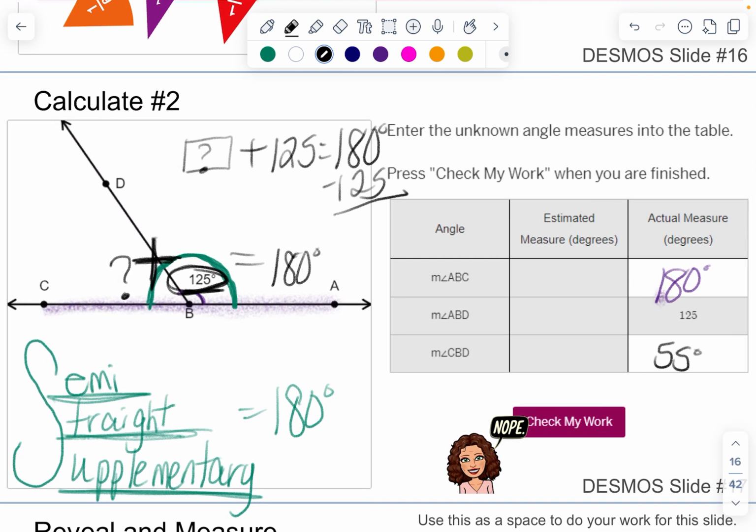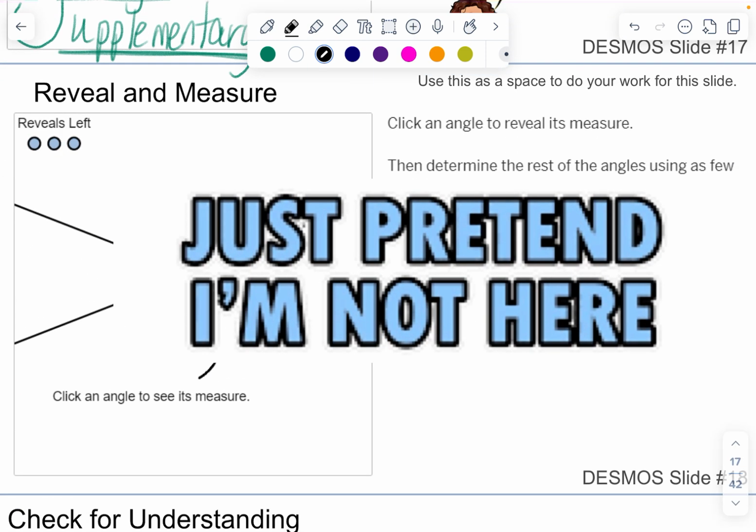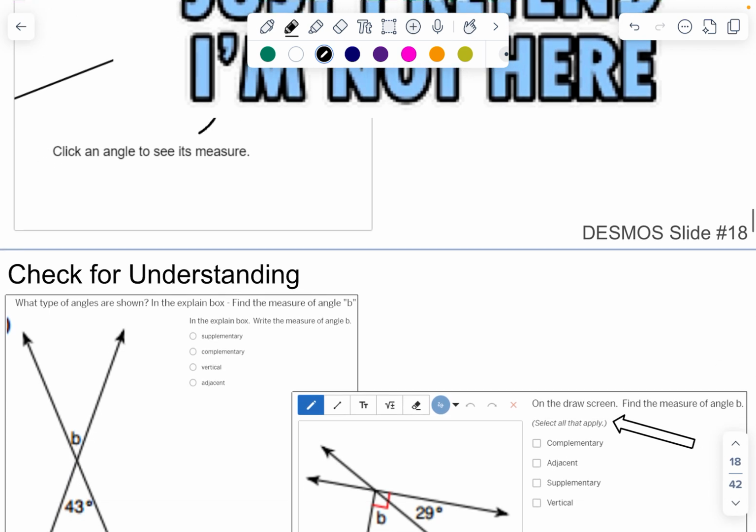So pause it, go back, look at it, whatever you need to do. All right, of course, we're skipping this slide. Just pretend I'm not here.